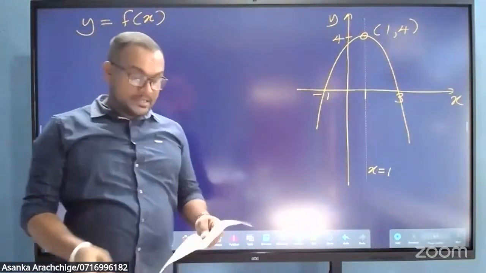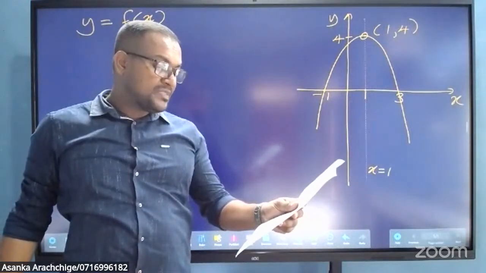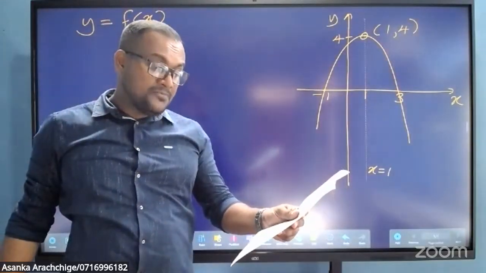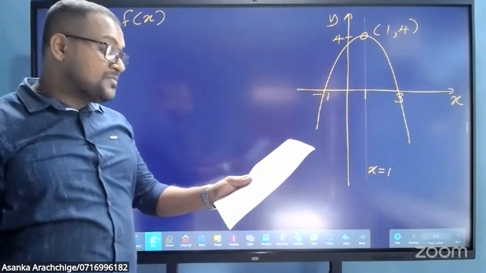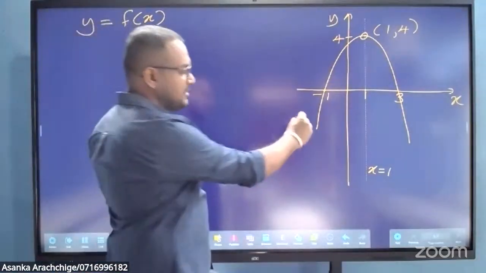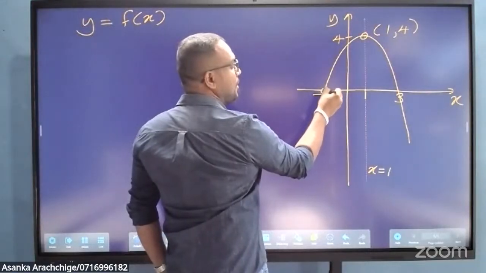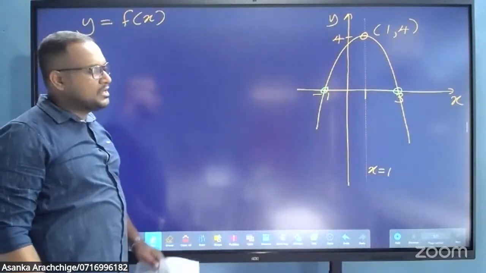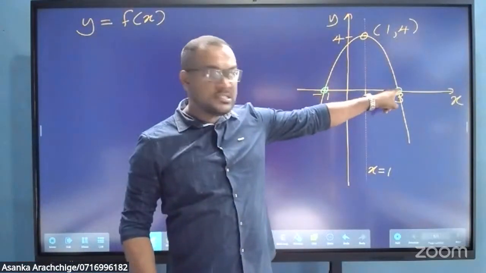Oh, දැන් මෙන්න මෙහෙම අහනවා. Problem number 3. Write the coordinates of the 2 points of intersection of the graph and the x-axis. This is graph, this is x-axis. These are the 2 points of intersection of graph and x-axis. What are the coordinates of them? This one -1, 0. This is 3, 0.